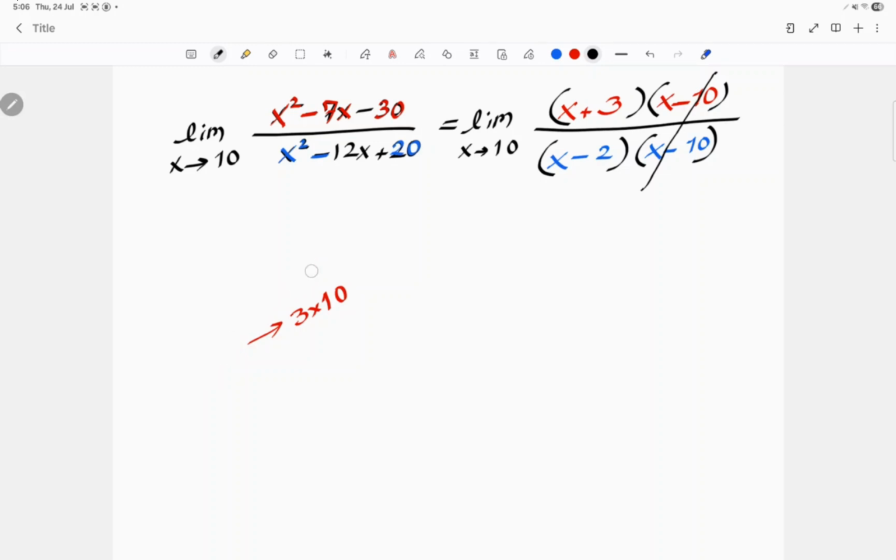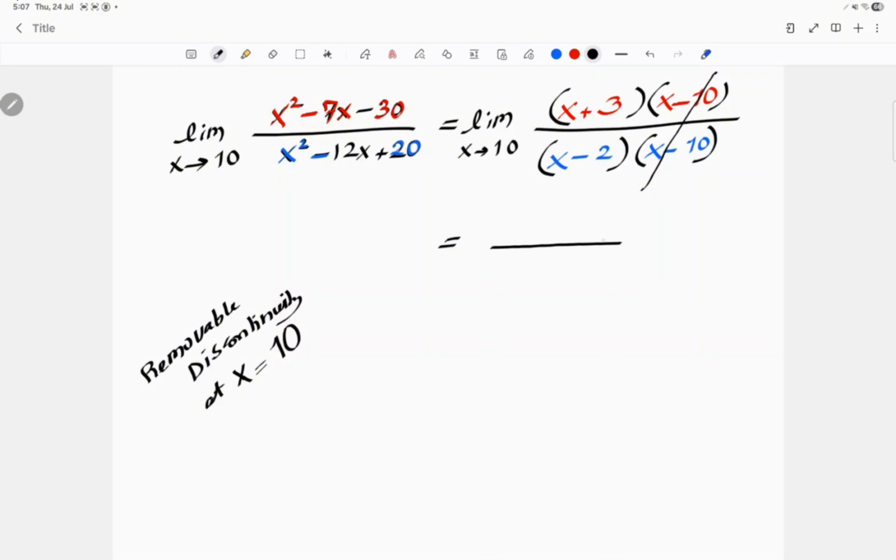If you cancel it, what do we call it? Removable discontinuity at x of how much? 10 or negative 10? Always change the sign. Positive 10. So now replace every x with a 10. So 10 plus 3 over 10 minus 2. So 13 over 8.